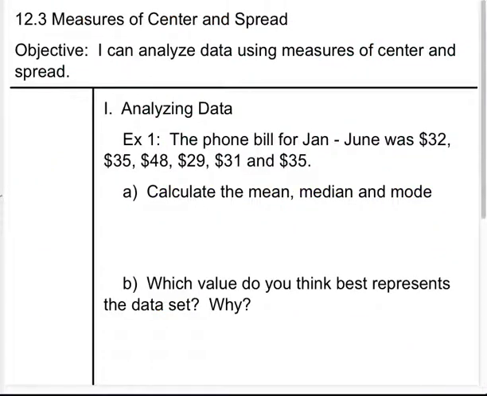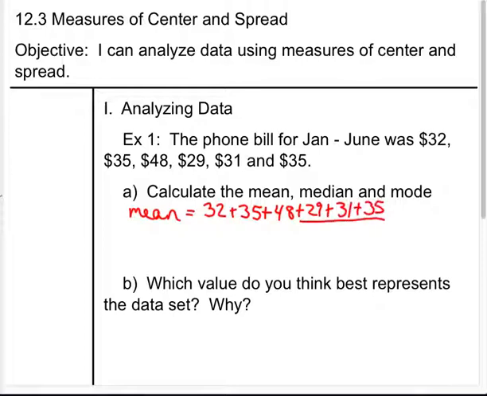So our objective today is to analyze data using measures of center and spread. Our first example is we have some phone bills from January through June, and we're going to calculate mean, median, and mode. So first, mean, remember, is the average. So we will add all of the data values and divide by 6 because there are 6 data values. And this gives us an average phone bill of $35.